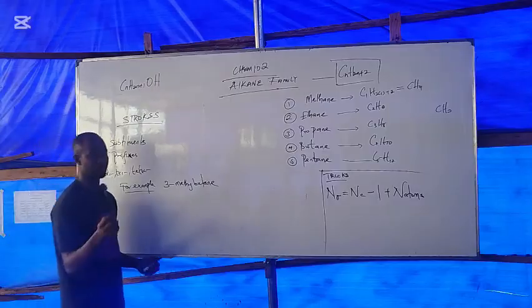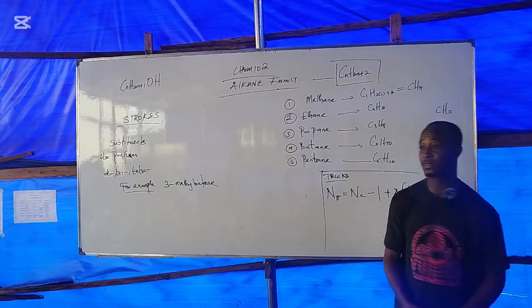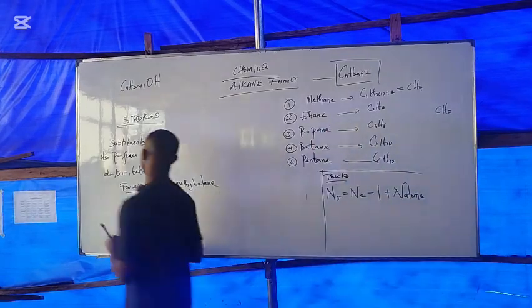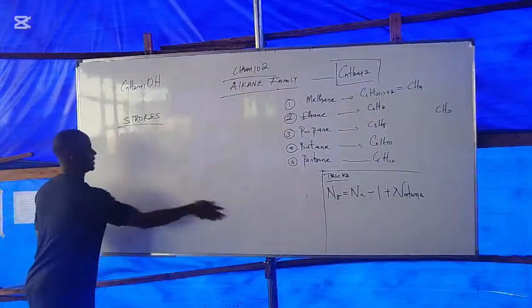Are you seeing it now? You must separate the number and the letters using what? A hyphen. Now, an organic compound can be represented using strokes, right? Now let me explain that.